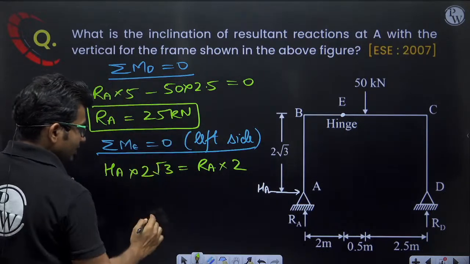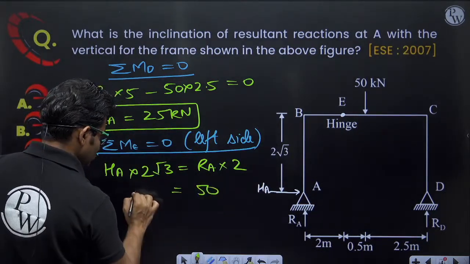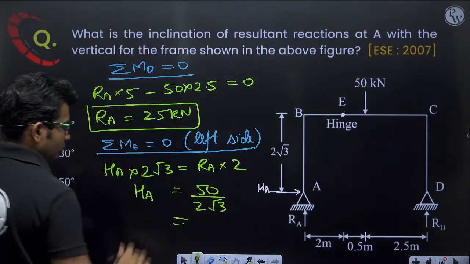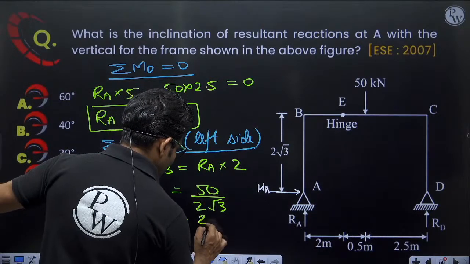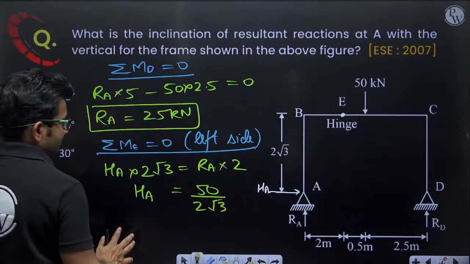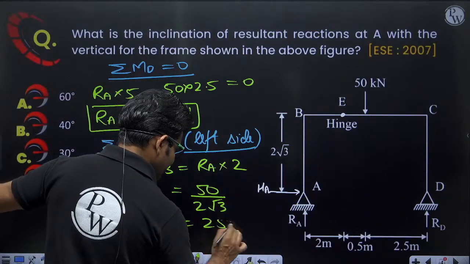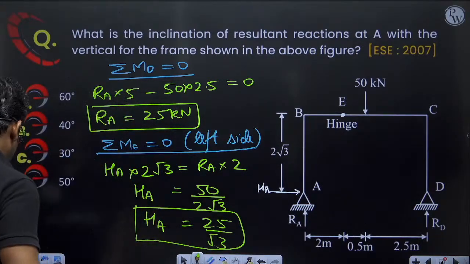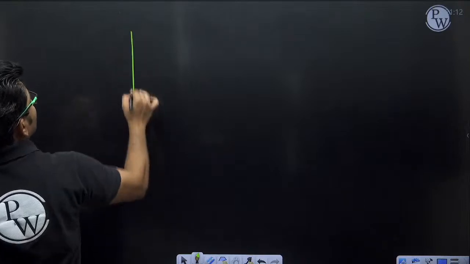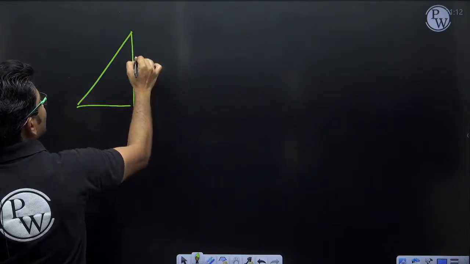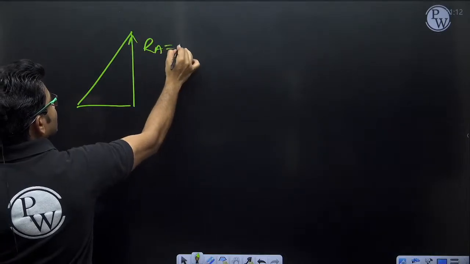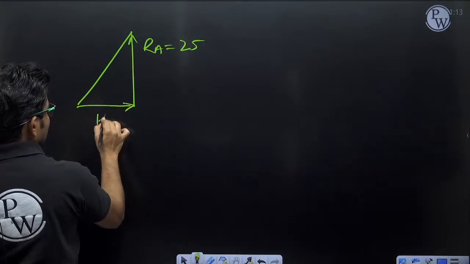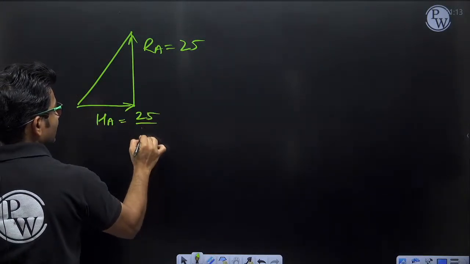RA value is 25, so 25 into 2 will be 50. So HA will be equal to 50 by 2 root 3, or 25 by root 3. So this is HA. Now, what will be the value of the angle? RA is equal to 25, and HA will be equal to 25 by root 3.